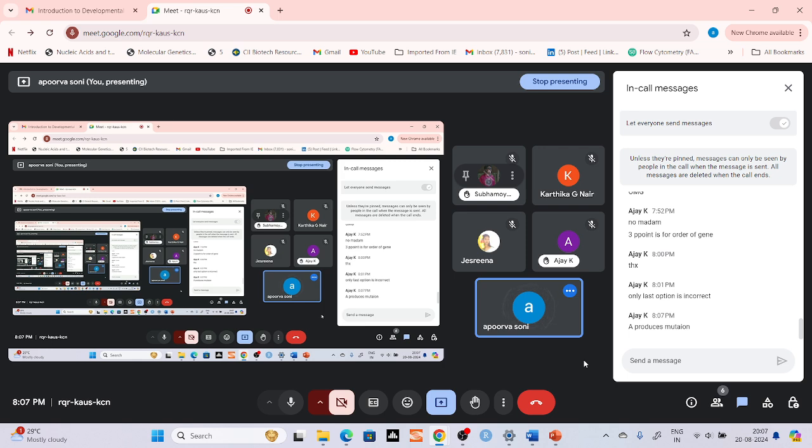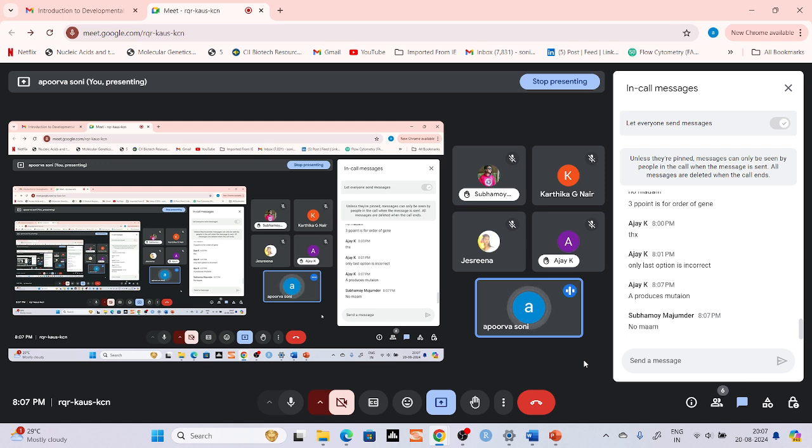Hmm. A produces mutation. Okay, fine, Shubhamoy. So if you do not have any query, then you can turn off that raised hand, because I'm getting confused every time, thinking that you're asking something because you have raised hands. Yeah, fine.